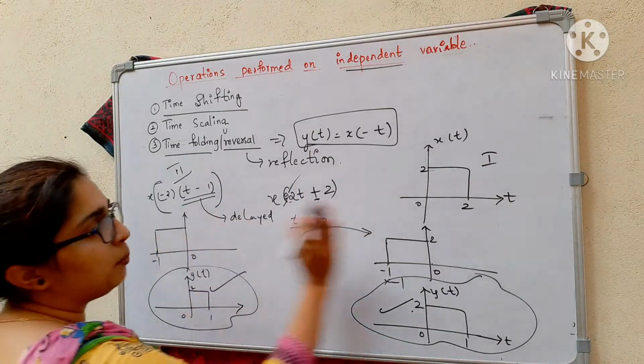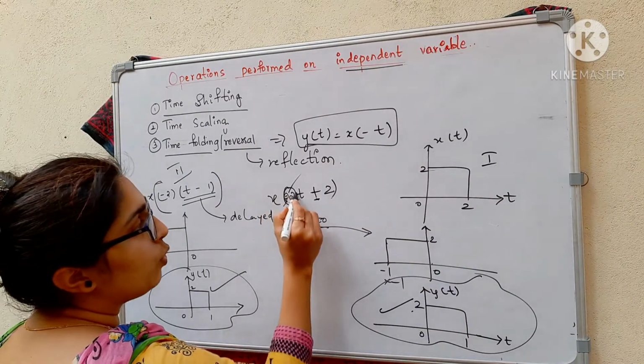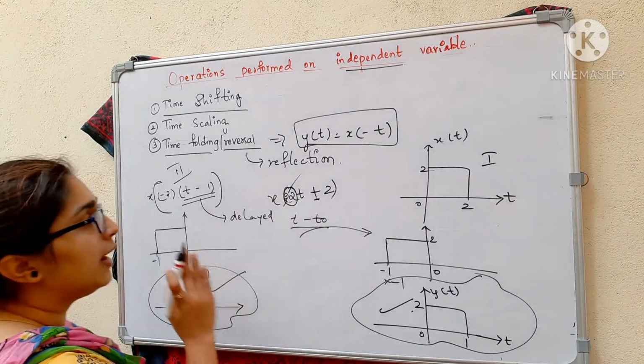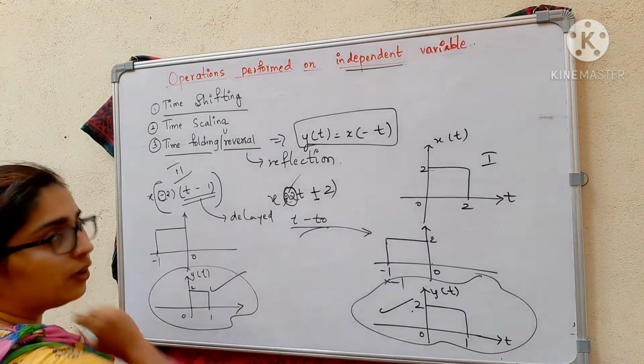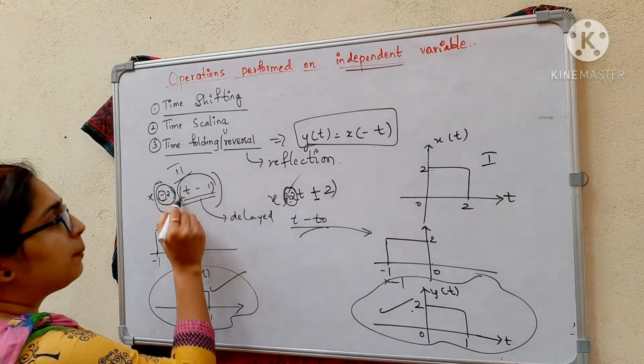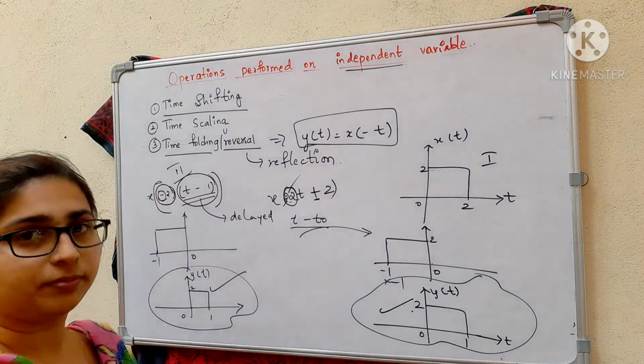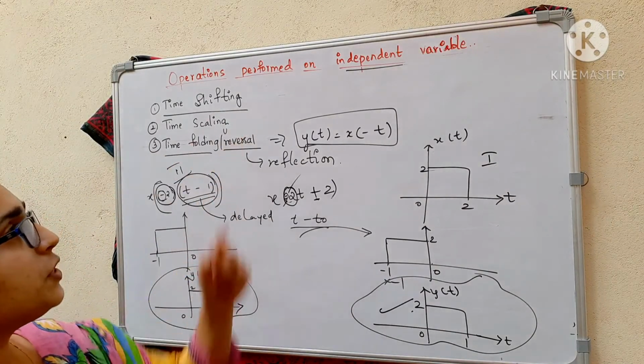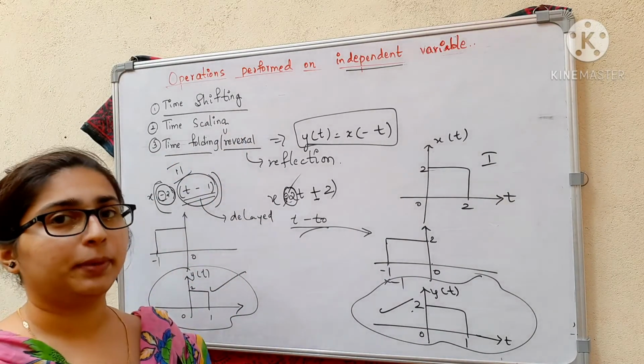But when you go from left to right, you have to take the coefficient of t common, and then first you have to perform the reversal, then you have to perform the scaling, and then you will be performing the shifting. So these are the operations which are performed on the independent variable.